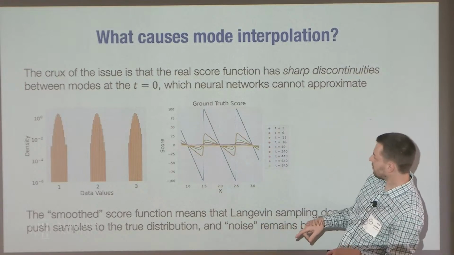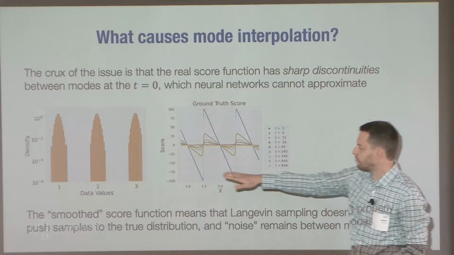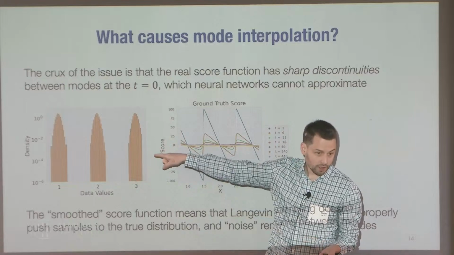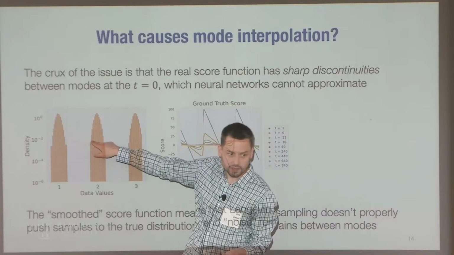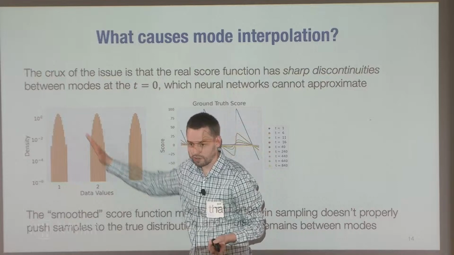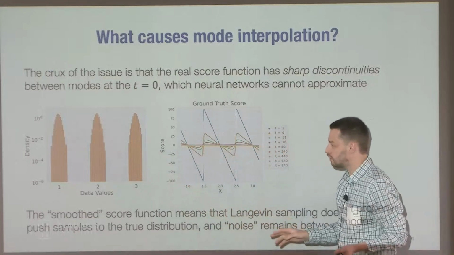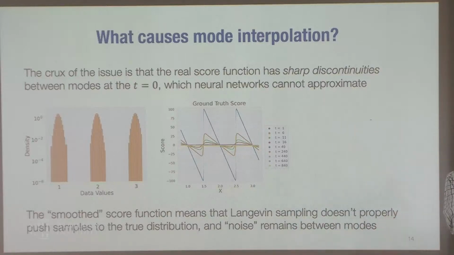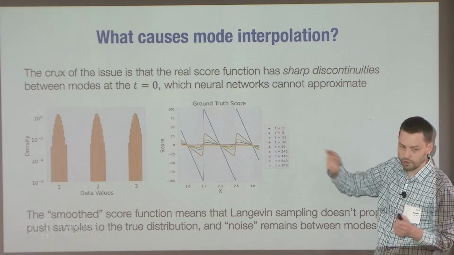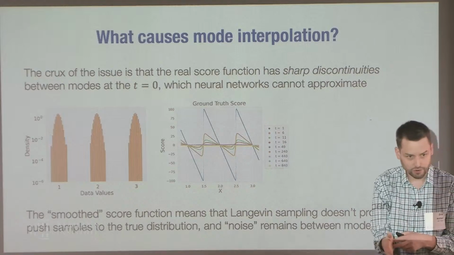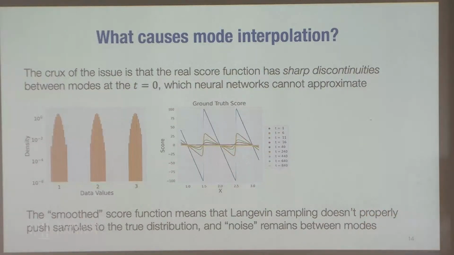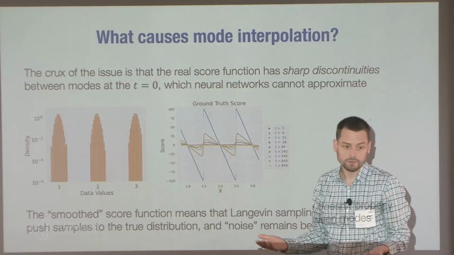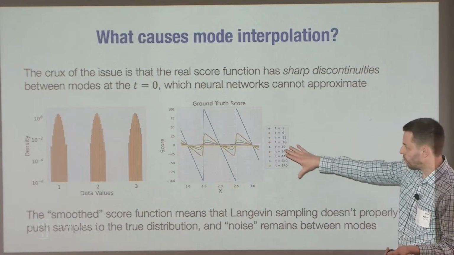These aren't great displays here, but for this distribution, the real score function looks like this, because if you take the log of this thing, this is the log of it, and you take the derivative, you'll have 3 decreasing functions that make an extreme jump between modes. So the real score function, especially as you get to the lower time steps, where this is the actual data distribution and not a smooth one, is discontinuous. Neural networks, we all know, are very bad at representing discontinuous functions. So this is the real score function.